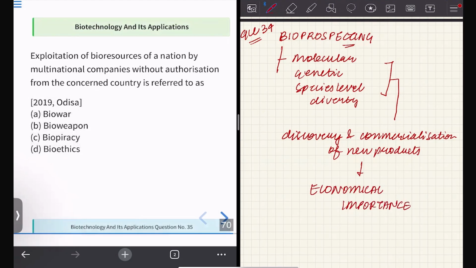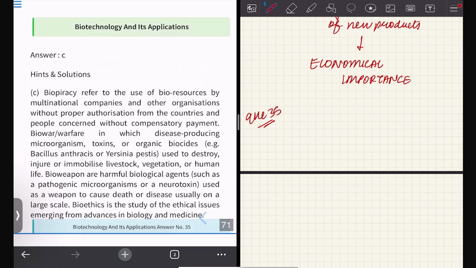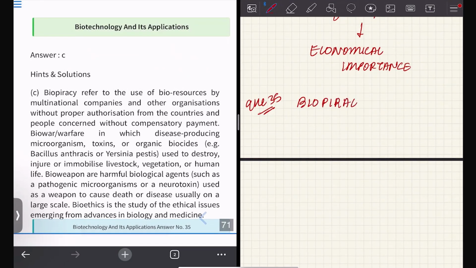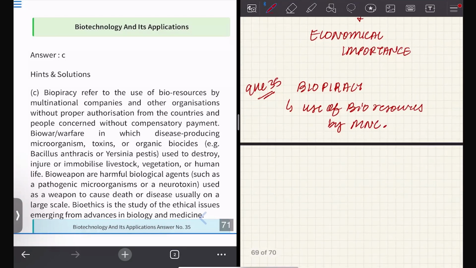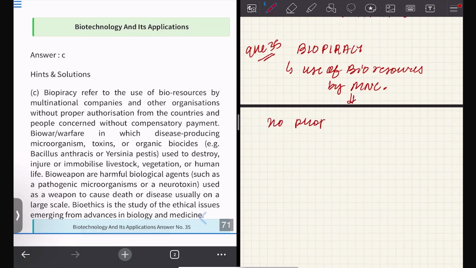Okay, we have our next question, which is question number 35. Exploitation of bioresources of a nation by multinational companies without authorization from the concerned country, it is referred to as biopiracy. So biopiracy, it is the use of bioresources by MNCs. What is MNC? It is a multinational company, and this use is actually without any proper authorization.